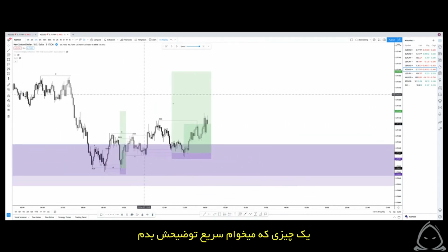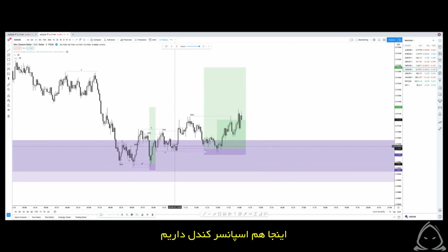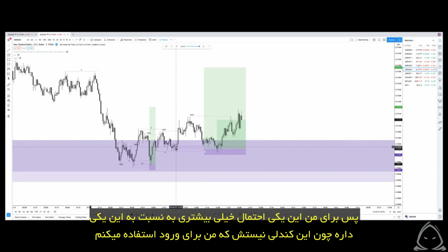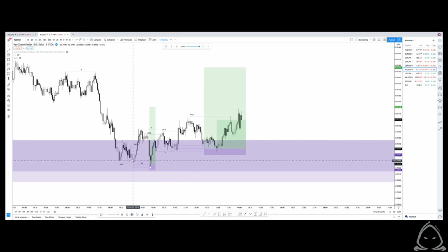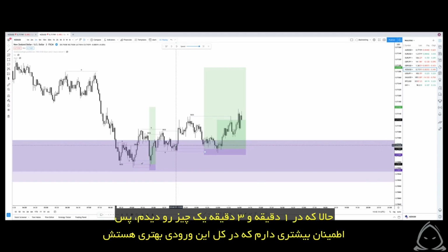One thing I wanted to just quickly go over also is where I check all time frames. As you can see on the 3 minute as well, we've also got a sponsor candle. We've had the equal lows and we've had the wick below that swept those equal lows, and then we've broken structure. So for me, this gave this much more probability than this one, because this one here for me is not an entry candle that I use. This one is. This is really an A+ setup for me. So seeing that it's the same on the 1 minute and the 3 minute gives me a lot more confidence that this is the better entry overall to take this trade.